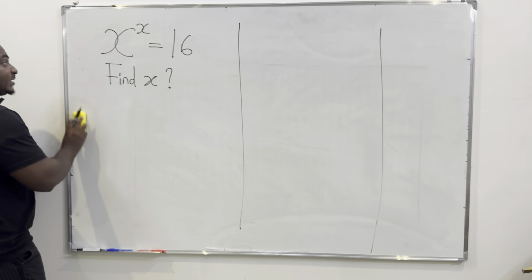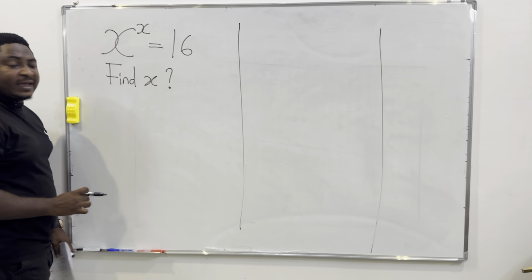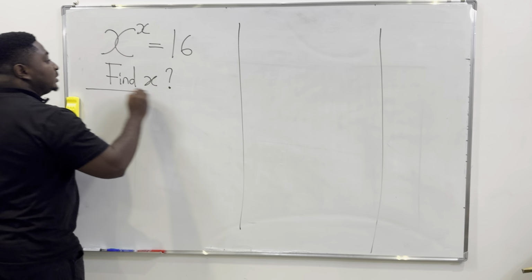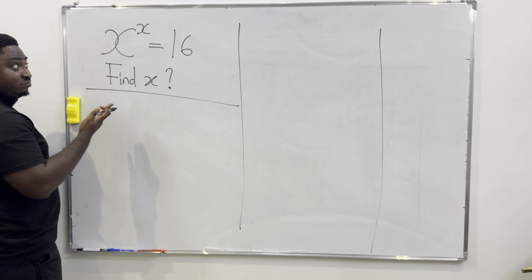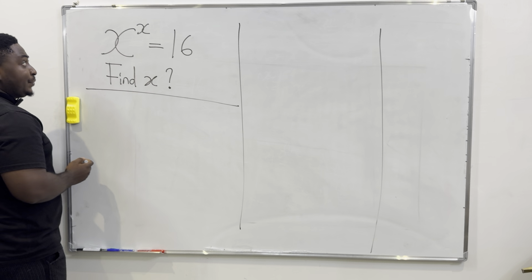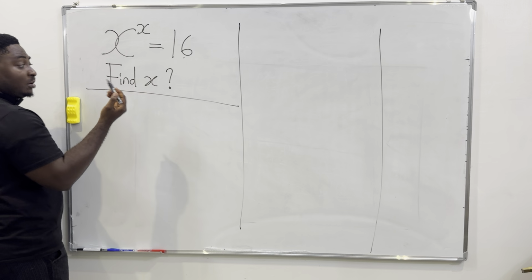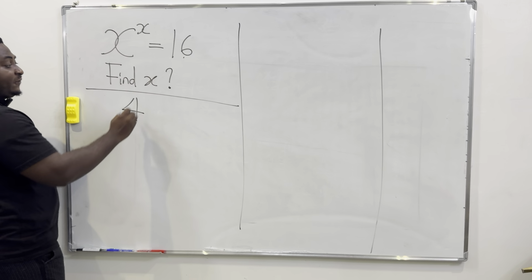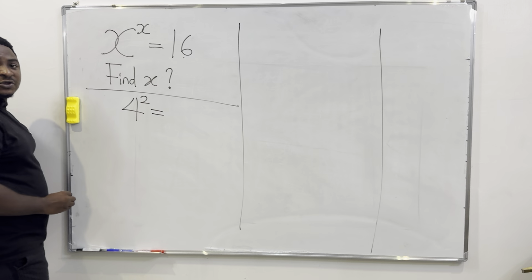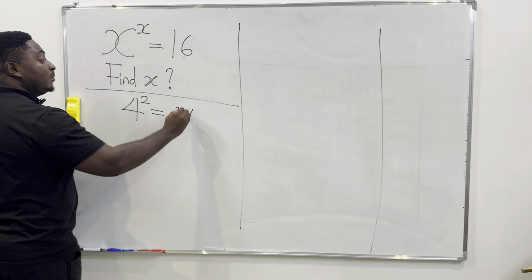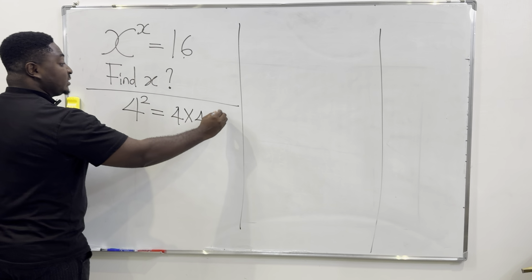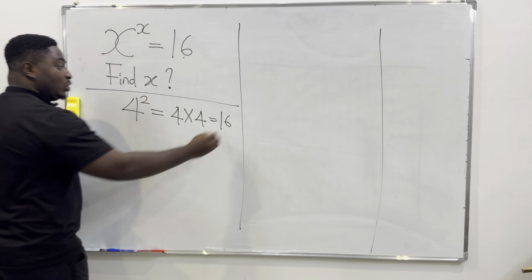x raised to the power of x equals 16. We're asked to find x. Now, looking at this question, it might look simple, but it's not simple. Someone might think, oh, 16, what comes to mind? 4, right? And you say 4 squared. Yes, we know that 4 squared means 4 multiplied by 4 equals 16. But is this correct? No.